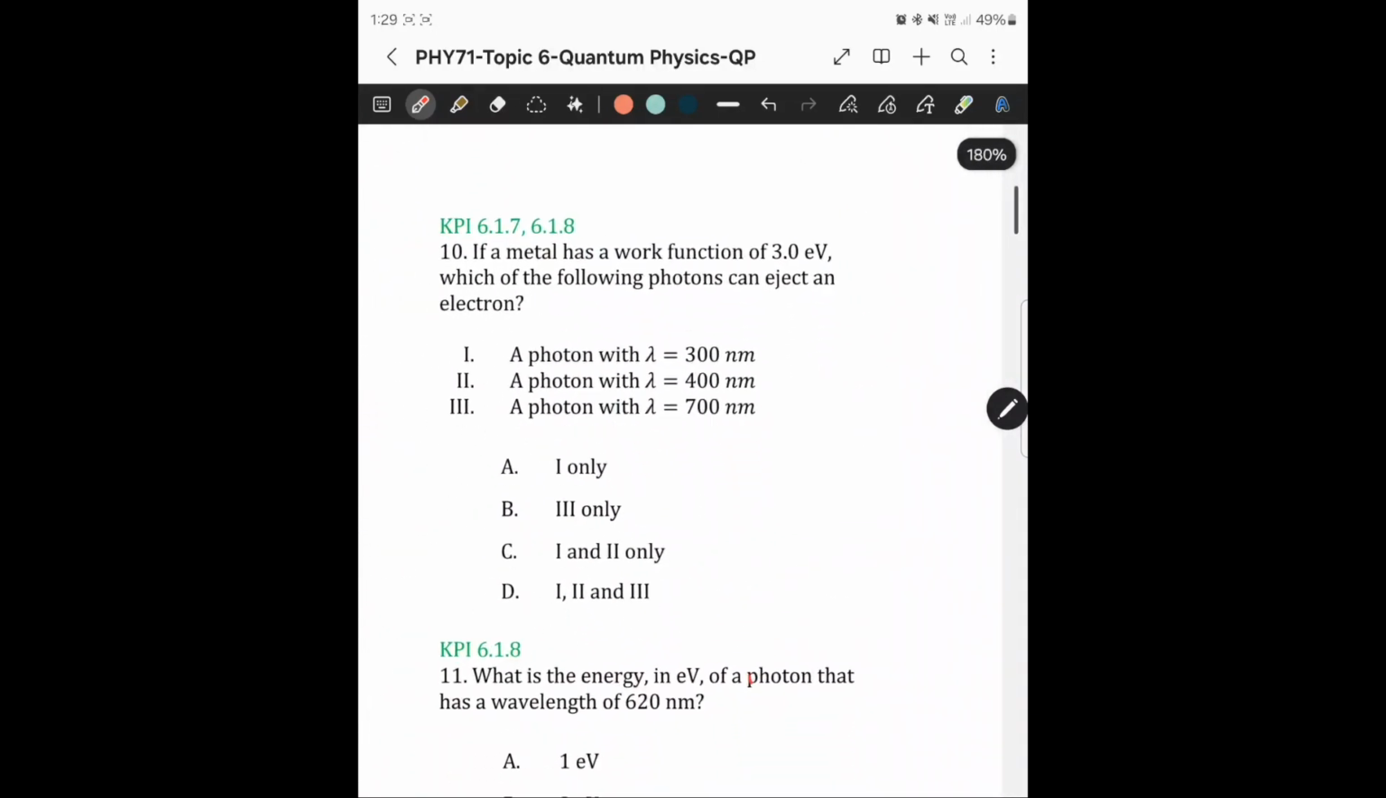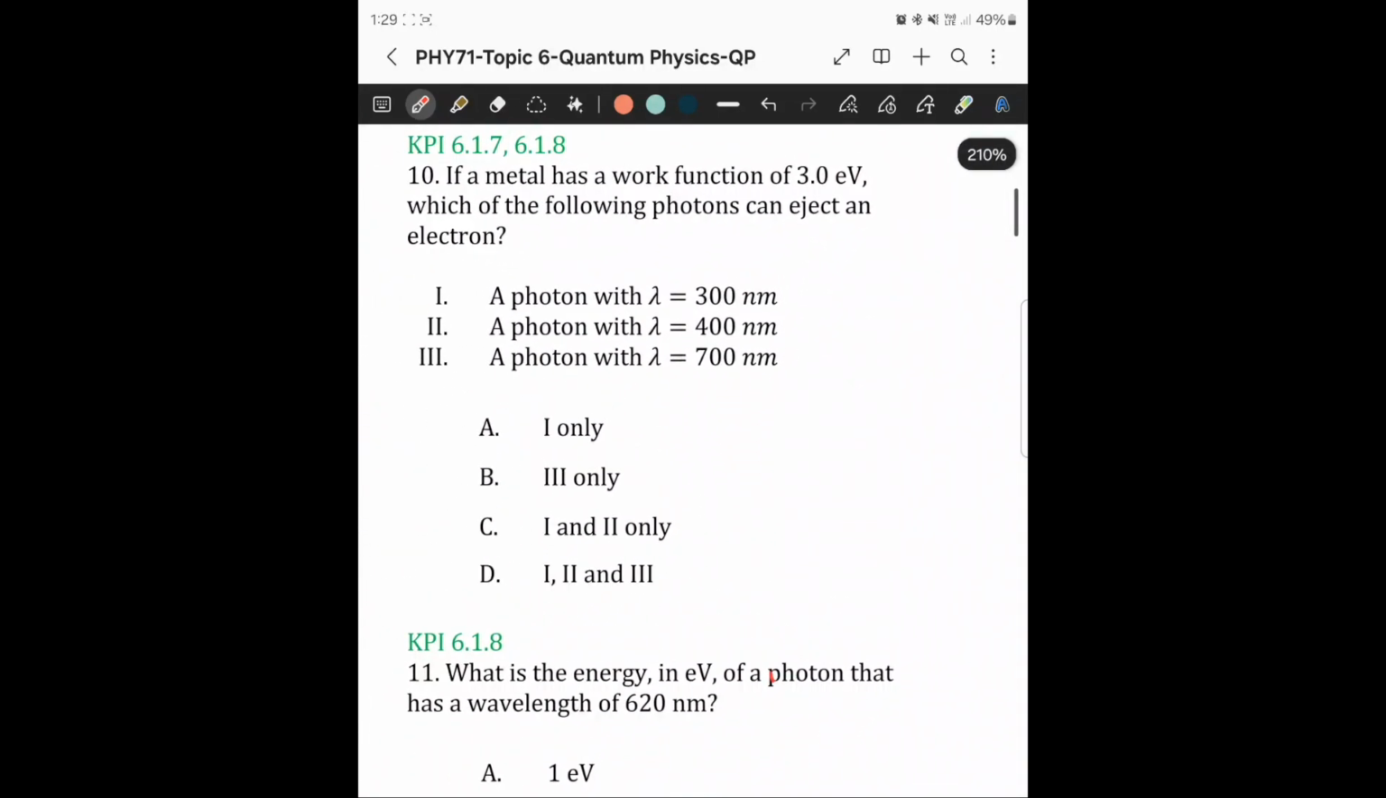Okay, if a metal has a work function of 3 eV, which of the following can eject an electron? Well, you can see that we have eV and nanometers. There's a little shortcut that we can use to figure this one out. Well, first thing is this. If you notice, we can calculate the eV of each of these, and as long as it's higher than 3 eV, then it's fine. It will eject. Or we can do one calculation. All we need to do is see what the wavelength here will be.